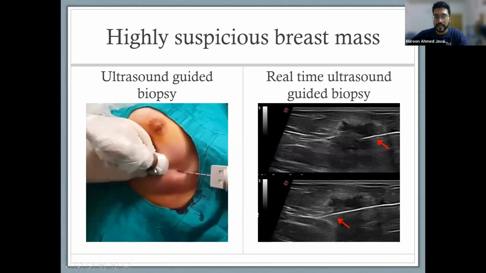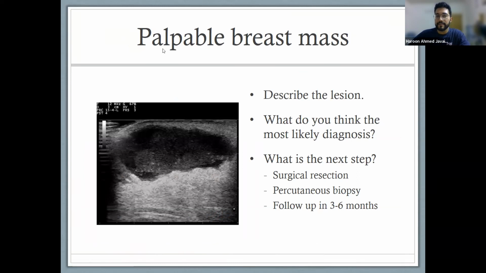Over here, you can see that this is the ultrasound probe, and this is the needle that they're using. So they can see exactly where they're going, and then they will draw out some cells and then send it to pathology, okay?